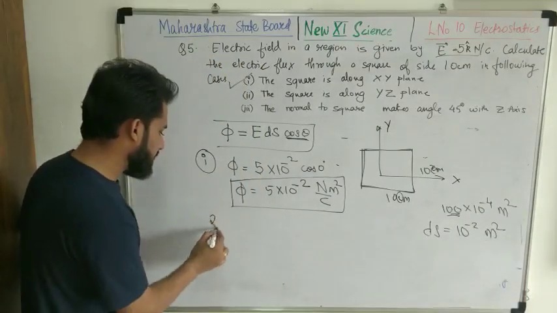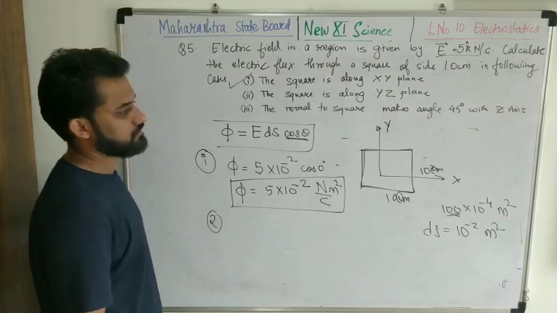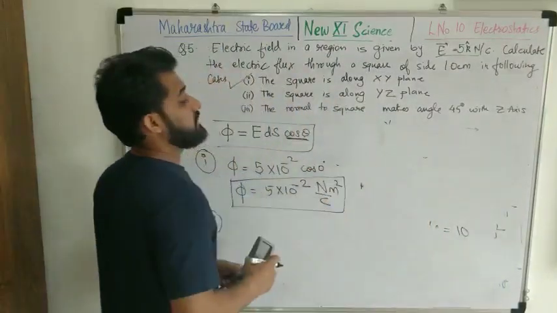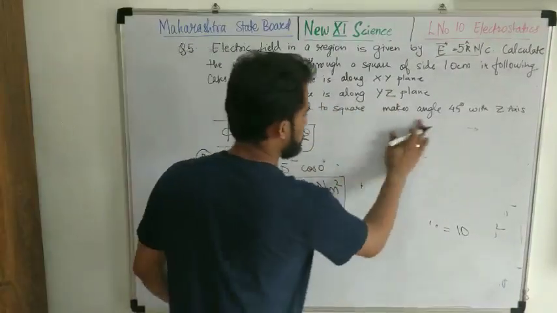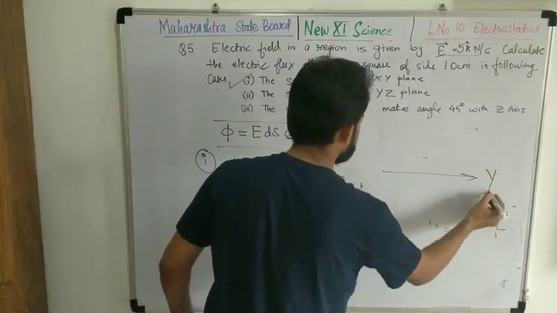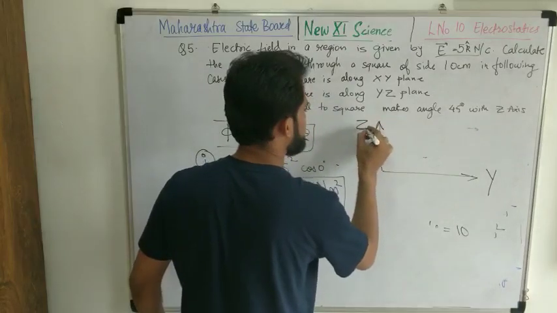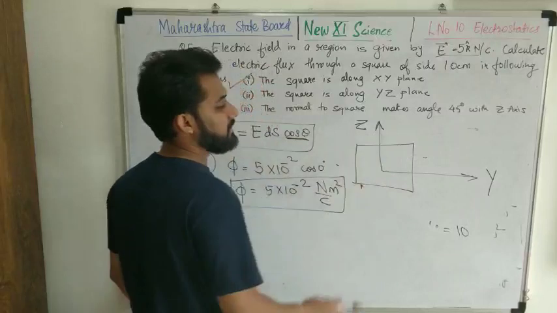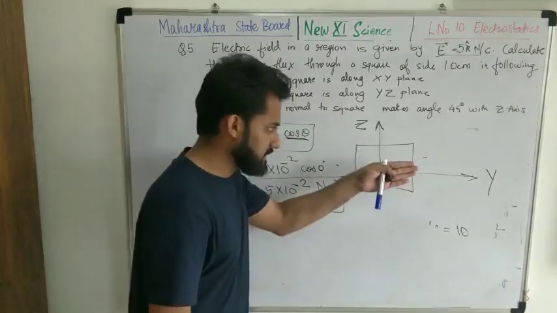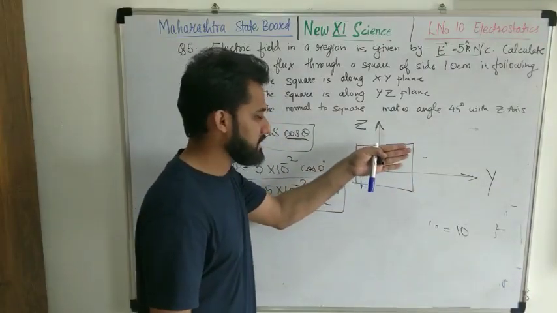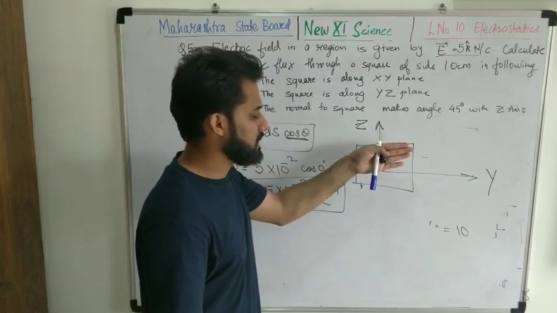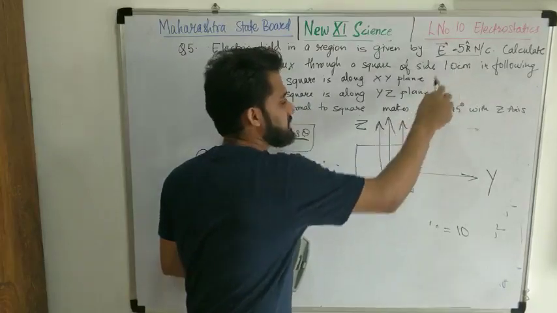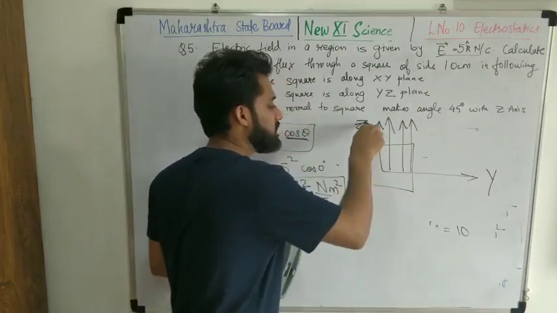Now what is the flux in the second case? In case number 2, you will observe that the square is along the YZ plane. So this is the Y axis, this is the Z axis, and the plane or the area is in the YZ plane. So clearly the square is lying in the YZ plane, and the electric field is also along the z-axis.